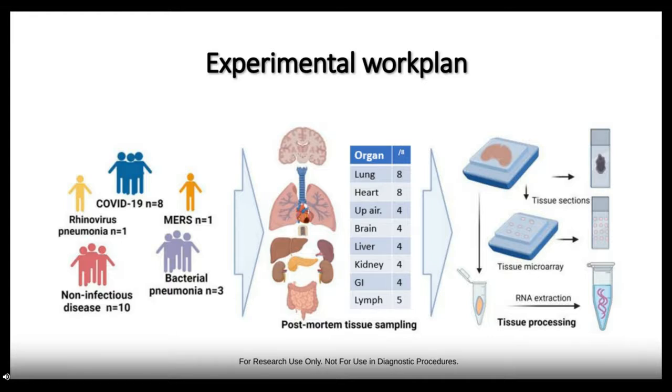As mentioned earlier, we collected lung and heart tissues from all 8 patients and a range of other tissues such as upper airway, brain, liver, kidney, and lymph nodes from a smaller subset of the patients, depending on the consent we were given. From those samples, we've prepared tissue sections, tissue microarrays, and we've taken scrolls of tissue for processing into RNA for genomic analysis.